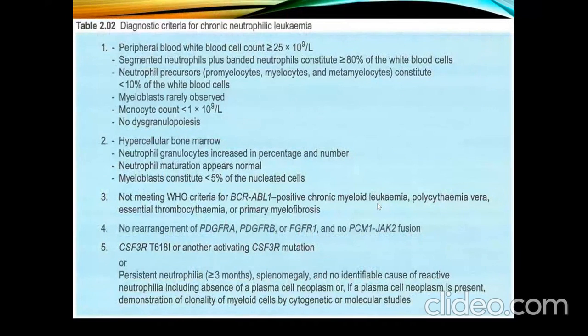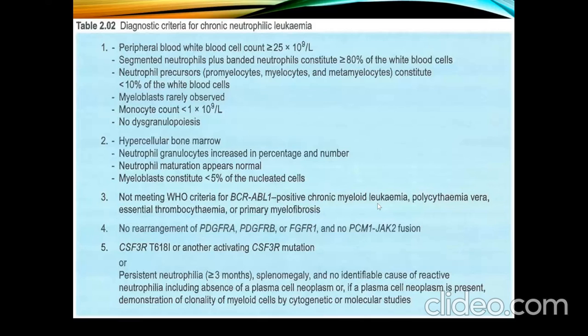And lastly, this is the diagnostic criteria as per WHO. Peripheral white blood cell count should be more than 25 x 10^9 per liter. Segmented neutrophils plus banded neutrophils should be more than 80%. Neutrophil precursors should constitute less than 10%. Myeloblasts should be rarely observed. Monocyte count should be less than 1 x 10^9 per liter, and there should be no dysgranulopoiesis.